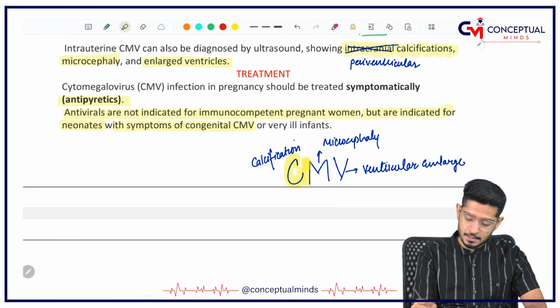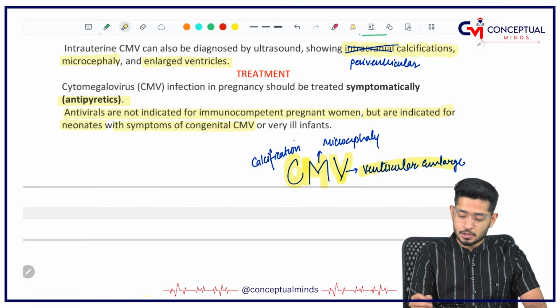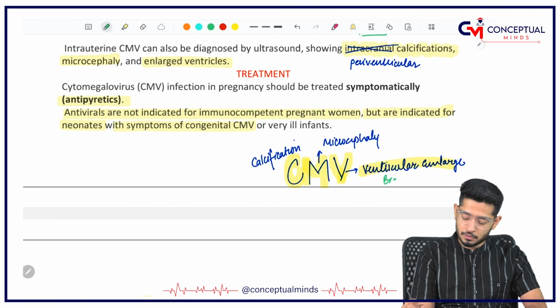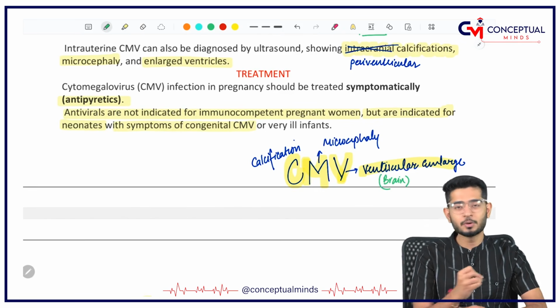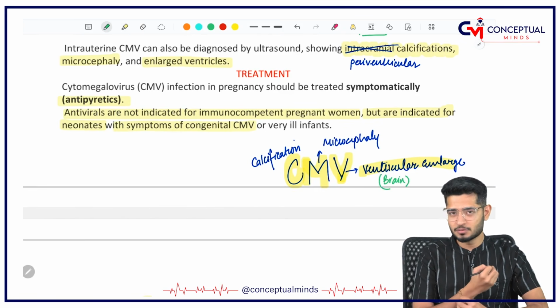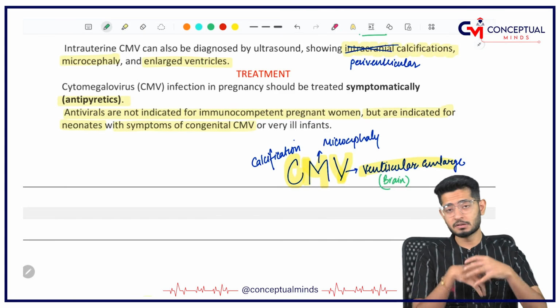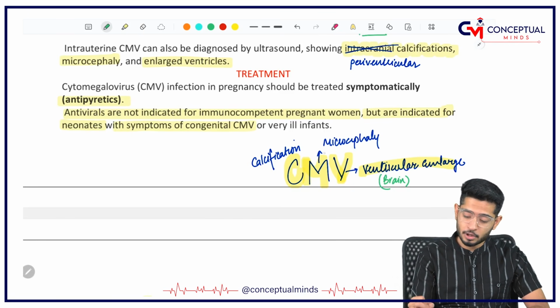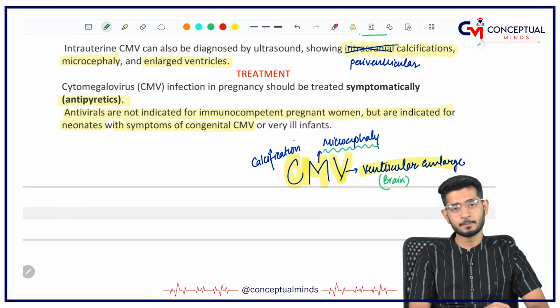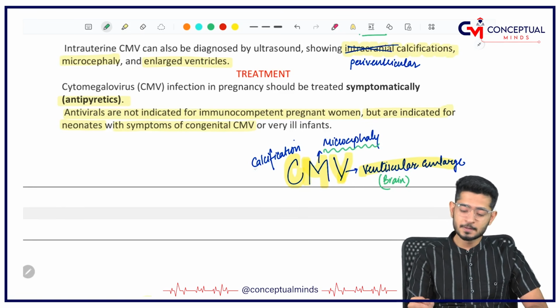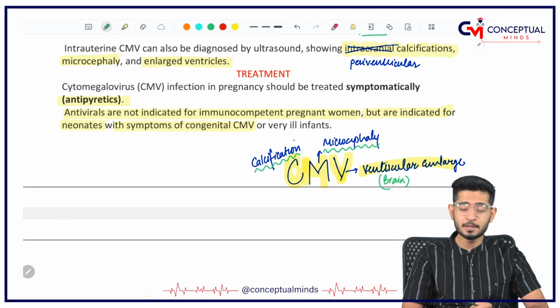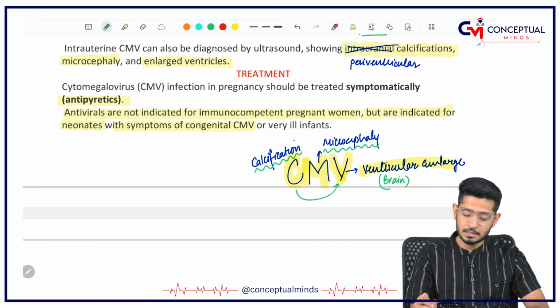So see, CMV. V is ventricular enlargement. So in the brain there are ventricles. I hope the third ventricle, fourth ventricle, lateral ventricles, you know. So the size of the ventricles is going to increase. Then you have got M, microcephaly. The head is going to get smaller. C for calcifications. There will be calcifications, but where? Near the ventricles.